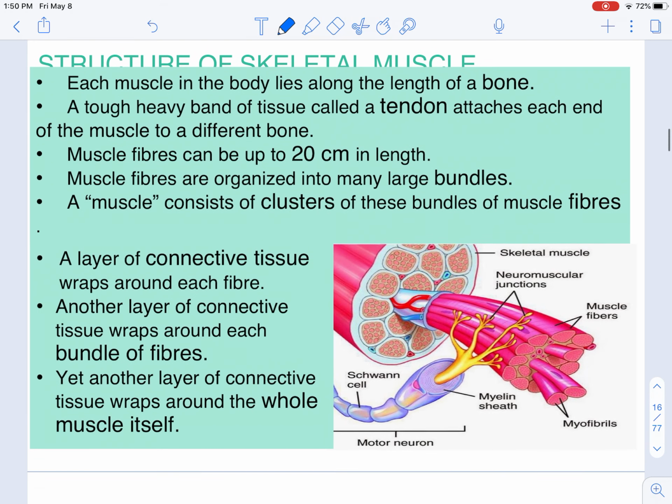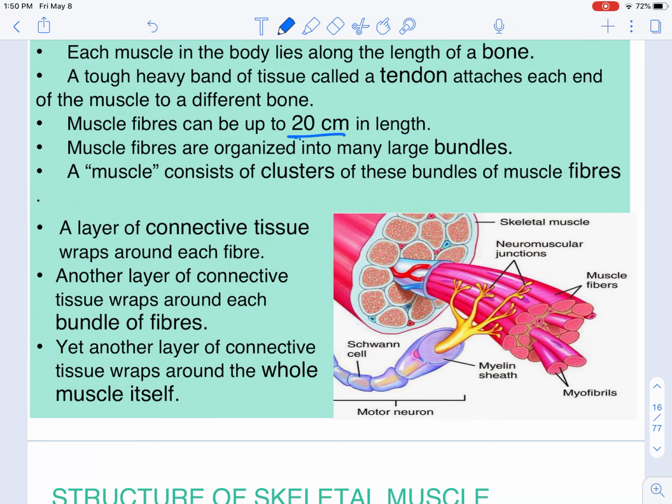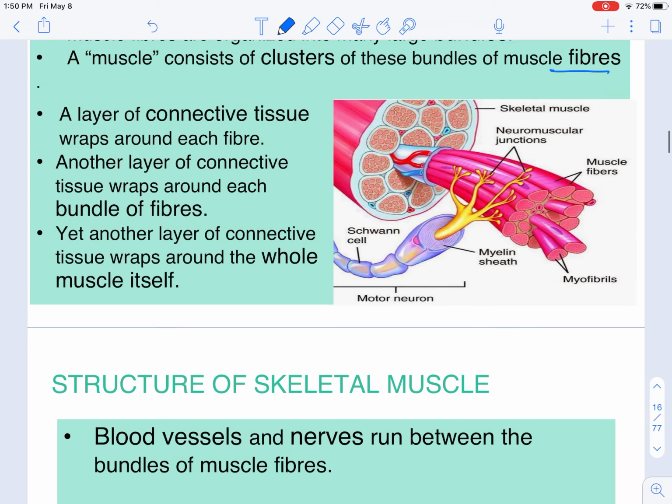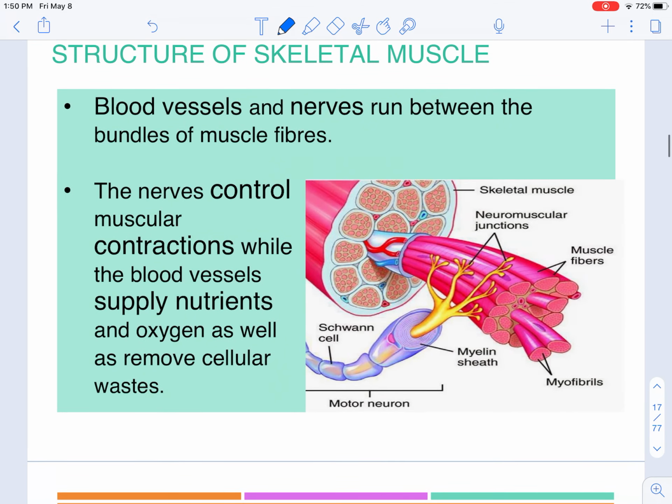Structure of the muscle. The cell or fiber is quite long. It could be up to 20 centimeters long. So those cells are actually quite big and have multiple nuclei. They will be found in bundles of cells or fibers, and there's a little bit of connective tissue around that bundle. And we're going to look at how that structure looks in the picture that your textbook and notes have in just a second here.